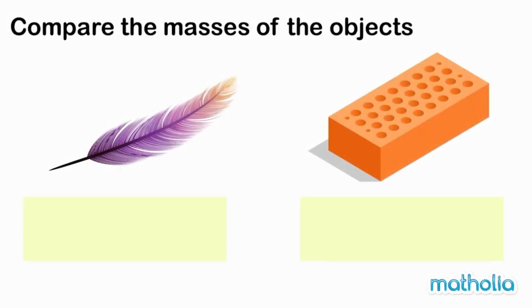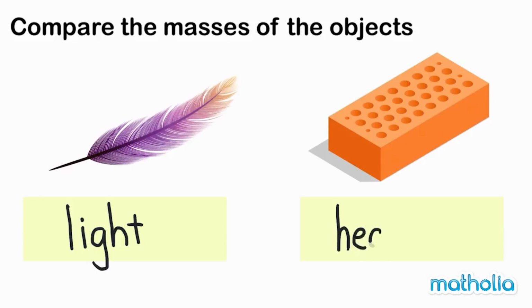Compare the masses of the objects. Look at the feather and the brick. Imagine holding the feather. Can you move the feather by blowing on it? The feather is light. Light. What about the brick? Is it easy or hard to pick up the brick? Can you move the brick by blowing on it? The brick is heavy.